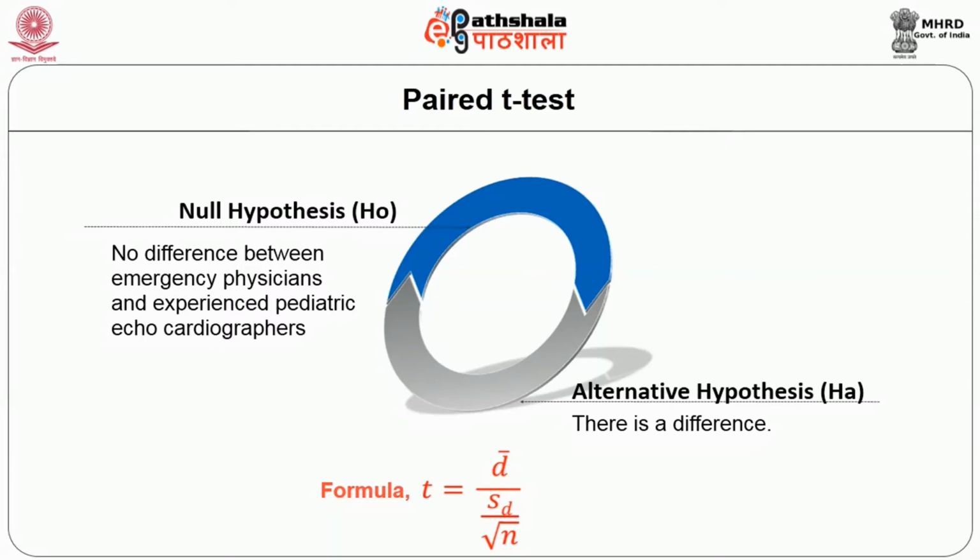The formula, as I was telling you, is t is equal to d bar, where d bar is nothing but the mean of the difference, not the actual values, divided by the standard deviation of the difference and by the square root of n, which is called the standard error.